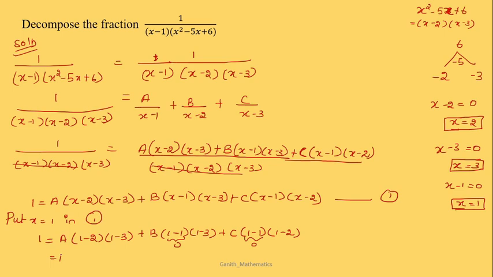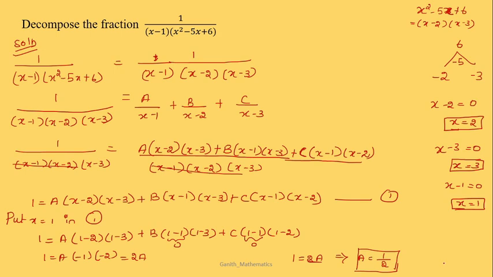So we have a into 1 minus 2 is minus 1, 1 minus 3 is minus 2. Minus into minus will be plus. So 2a. We have 1 is equal to 2a, which gives that a is equal to 1 by 2. With this 2 in multiplication, when it goes to the other side it will be in division. So a is equal to 1 by 2.